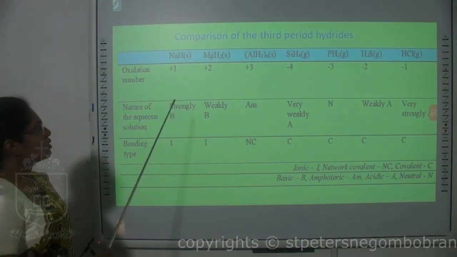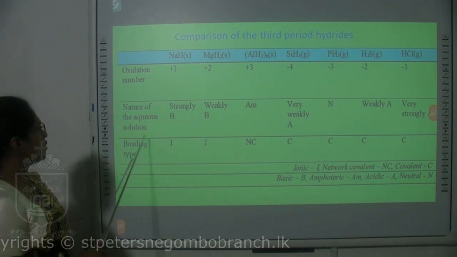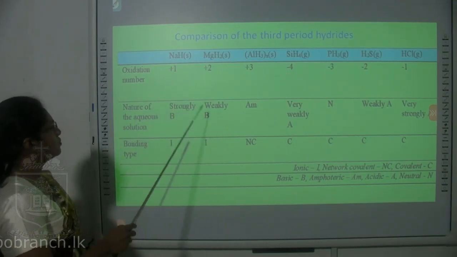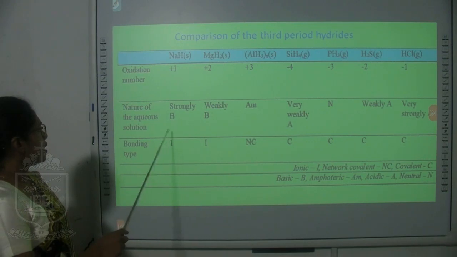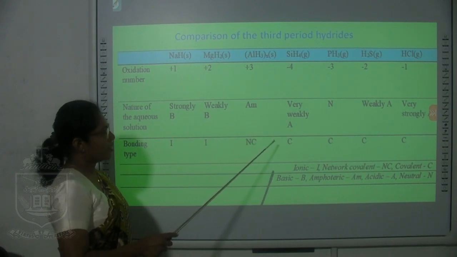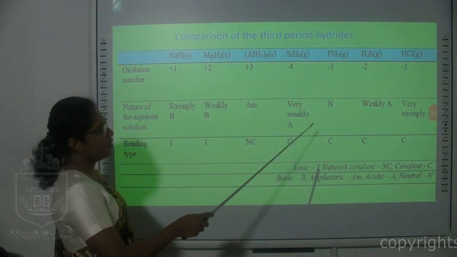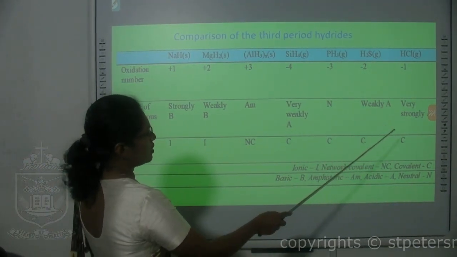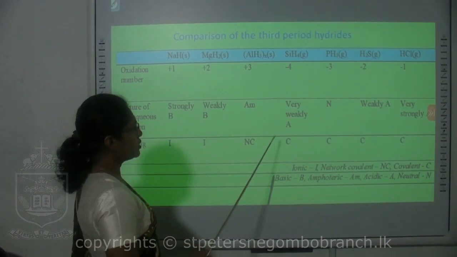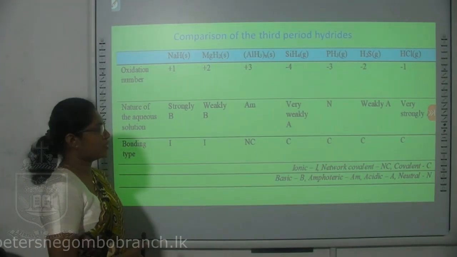Now let's compare the third period hydrides. If we take the nature of the aqueous solution, sodium and magnesium hydrides are basic, aluminium hydride is amphoteric, and silicon hydride is very weakly acidic, and when we move to the right side we can see the acidic nature gradually change from weakly acidic to very strongly acidic.